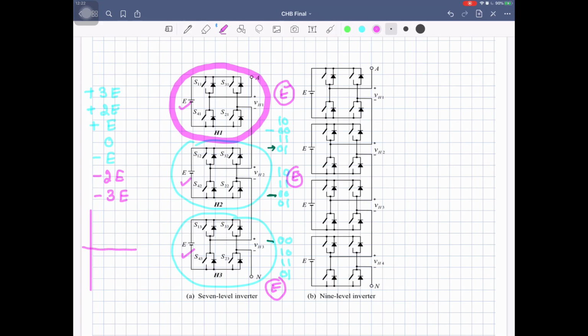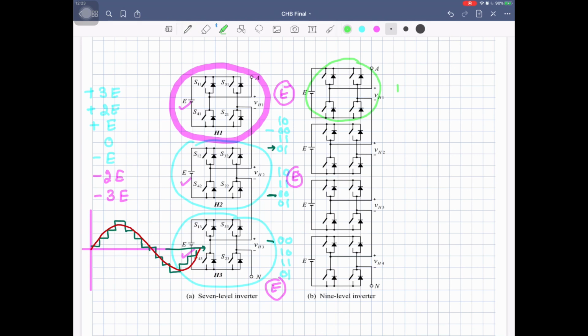So now I can apply these switching combinations in such a way that I can get, let's suppose, 0, plus E, plus 2E, plus 3E, then plus 2E, E, and then 0, and then minus E, minus 2E, minus 3E, and so on. So I can get this waveform, and I can select the timings of these switching states such that we approximate the sine wave. To increase the number of levels, we will have to increase the number of stages of the H bridges. In the figure on the right side, you can see that 4 H bridges are there.